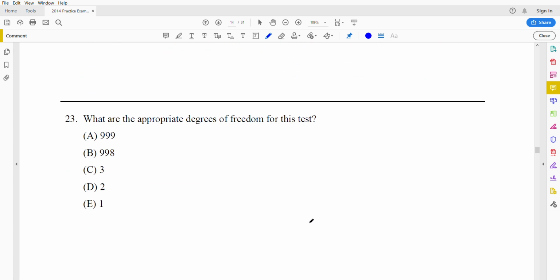Let's go down to question 23. It says, what are the appropriate degrees of freedom for this test? For the t-test, the degrees of freedom are n minus 1. For the chi-square goodness of fit test, it's the number of categories minus 1. The roulette wheel had 3 different colors, so 3 different categories. So 3 take away 1 leaves us with 2 degrees of freedom.